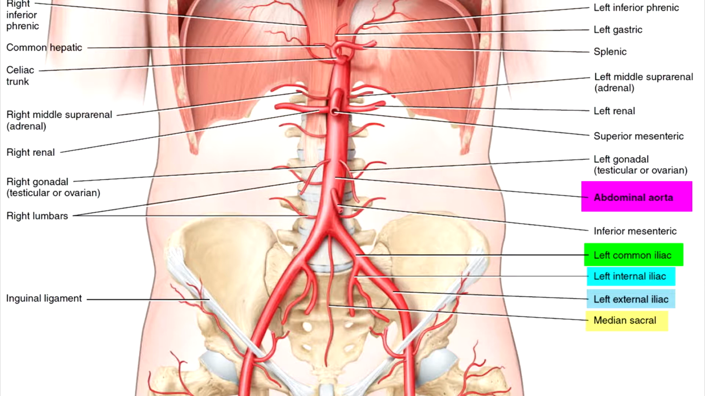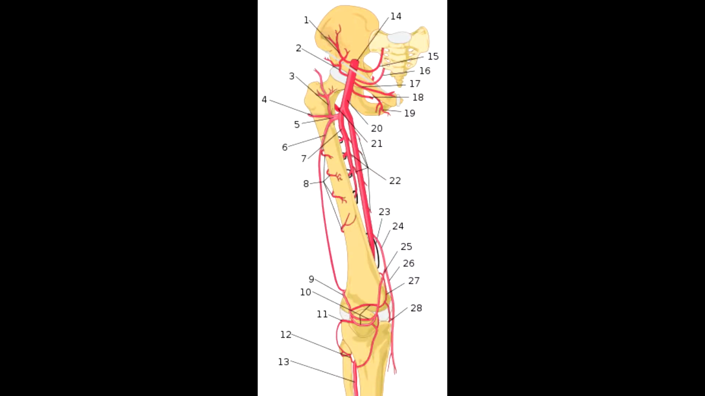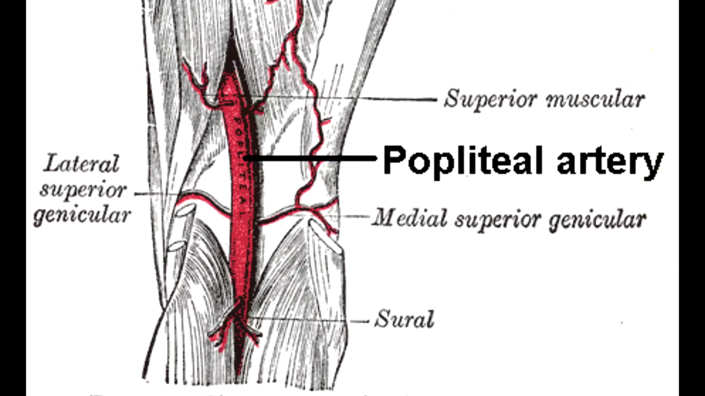When the external iliac artery passes under the inguinal ligament, its name changes and it becomes known as the femoral artery. The femoral artery gives rise to several branches as it descends through the region of the thigh before passing through the opening of the adductor magnus muscle, where it becomes the popliteal artery.